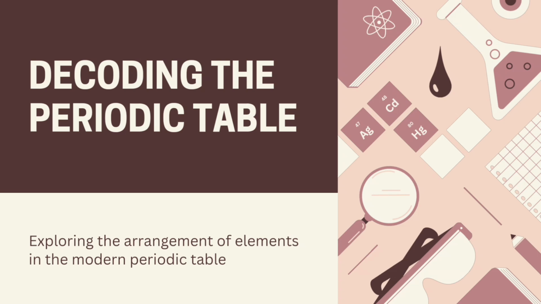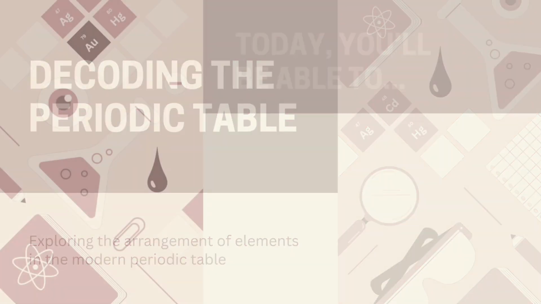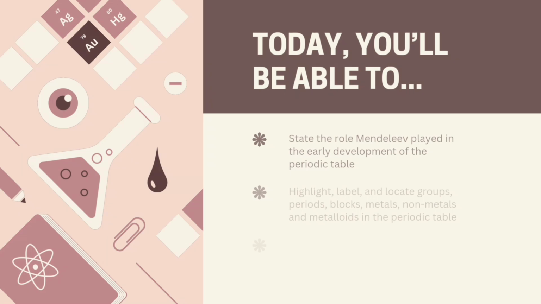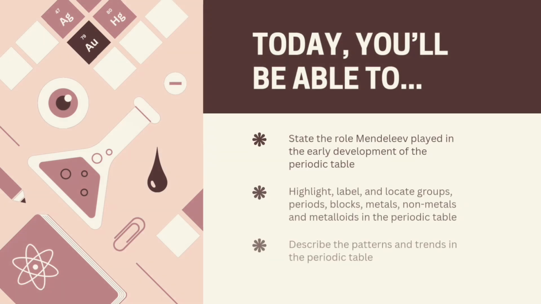So let's begin. Before studying the chapter we should learn about the prefaces. First we have to state the role Mendeleev played in the early development of the periodic table. Second, highlight, label and locate groups, periods, blocks, metals, non-metals and metalloids in the periodic table and describe the patterns and trends in the periodic table.